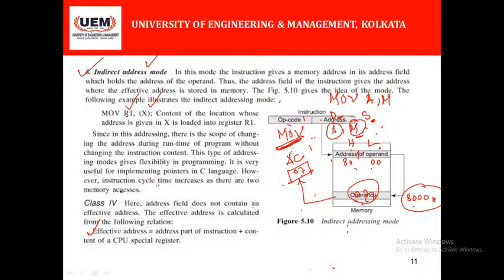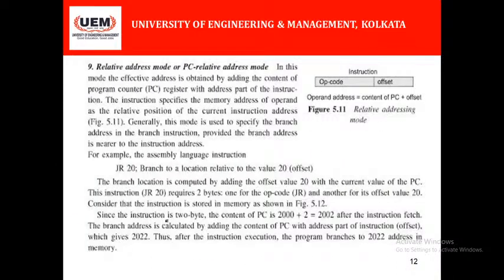We can also calculate the effective address from the address part of the instruction and the content of a CPU special register. Let's see what the CPU registers are. For example, say relative addressing mode. What happens in this case? In relative addressing mode, the effective address is obtained by adding the content of the program counter PC register with the address part of the instruction.